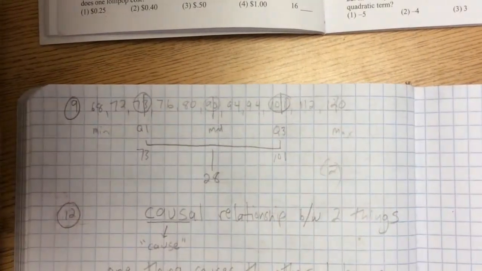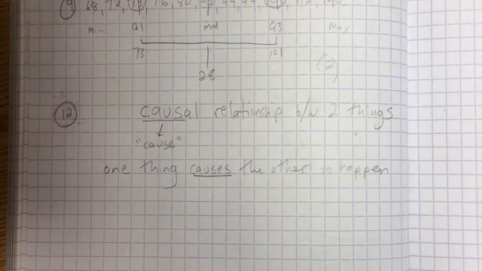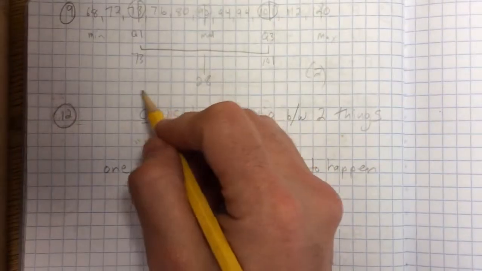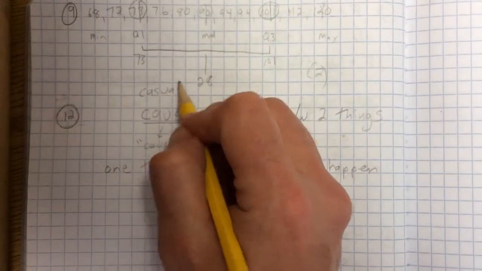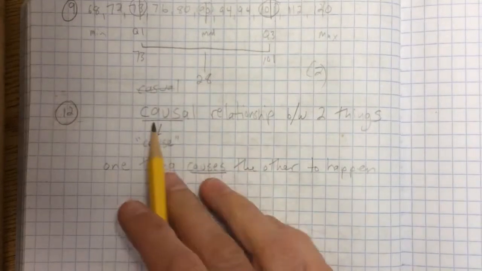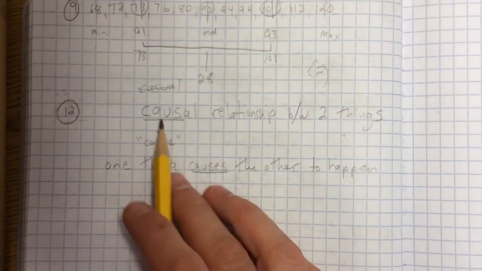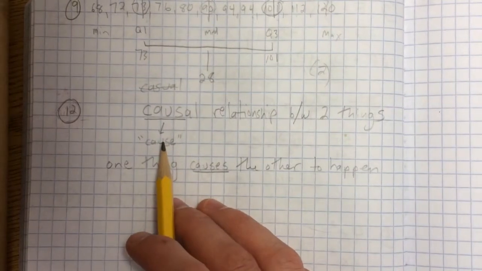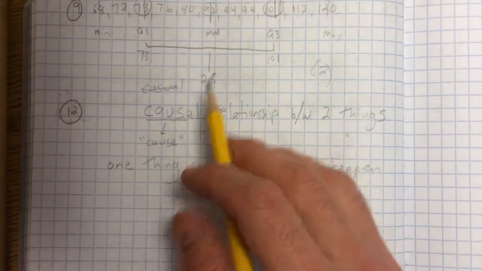Now, number 12 is something that we actually haven't talked about. It's a word that we haven't talked about. The word is causal. That's not the word casual. Casual is C-A-S-U-A-L. It's the word causal, and the base word is cause, like cause and effect.